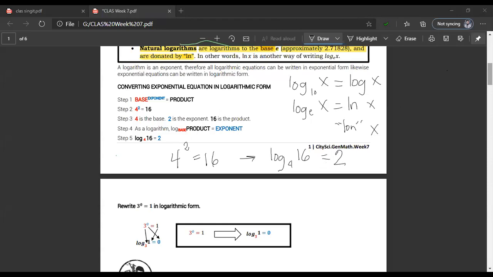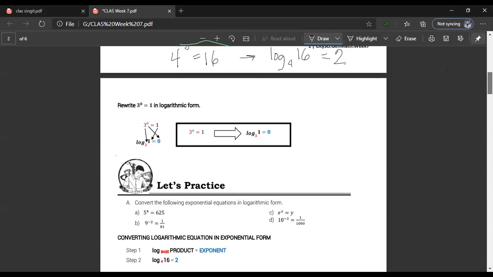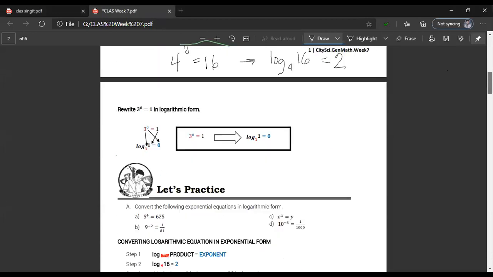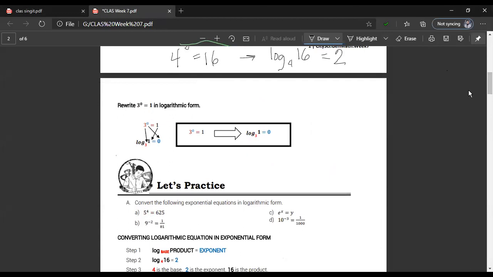Okay, so balik tayo dito sa example. Rewrite 3 raised to 0 equals 1 in logarithmic form. Ang 3 natin ay base, 0 is the exponent, tapos 1 yung answer. Magiging ano siya? The logarithm of the answer, which is 1, to the base 3, equals 0. So, yan po siya. Naging ganyan.